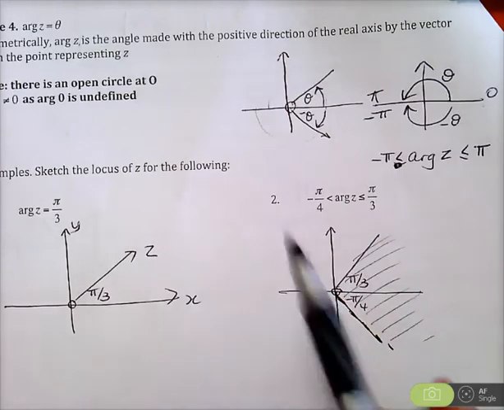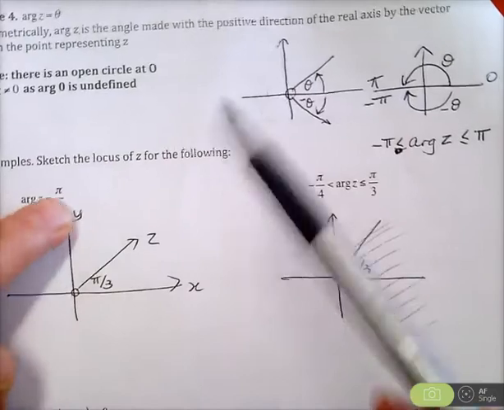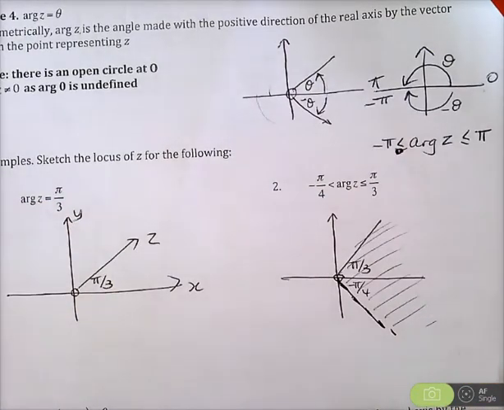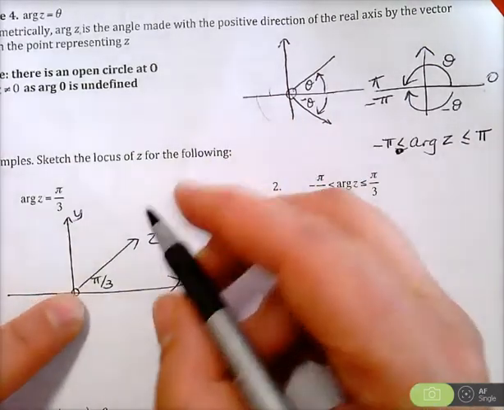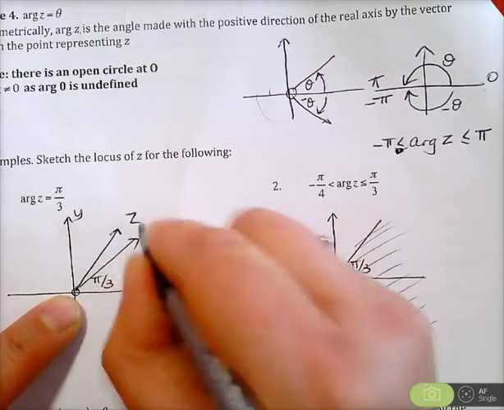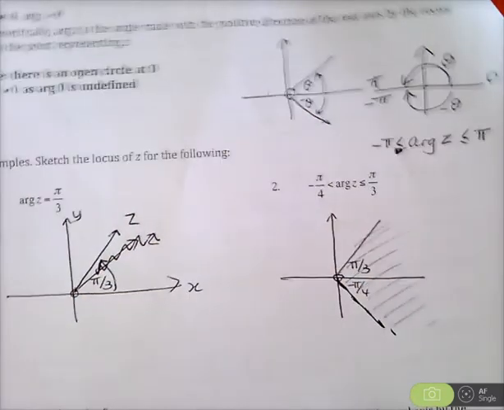Okay? All right, now, sketch the locus of the following. Arg z is pi on 3. That's just, isn't it, 60 degrees roughly? All right, my line isn't looking like 60. If you could, my ray, I mean, if you could make it a little bit higher, that would be good. Make it look like 60 degrees, okay?